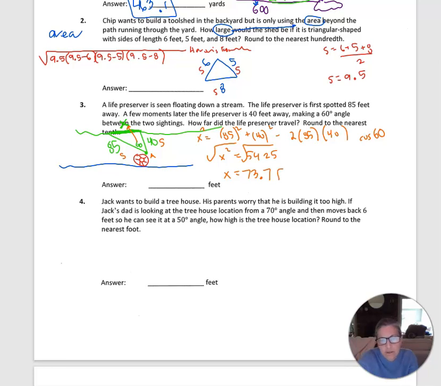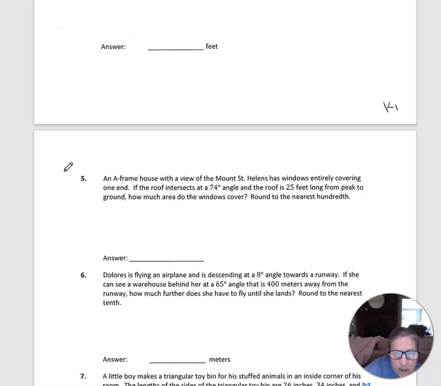73.7. We're talking about feet here. All right, so there's one example of the law of sines. There's an example of Heron's formula. There's an example of the law of cosines. I want to make you aware, I put my notebook away, but several of these are area problems. Let's skip down and see another area.